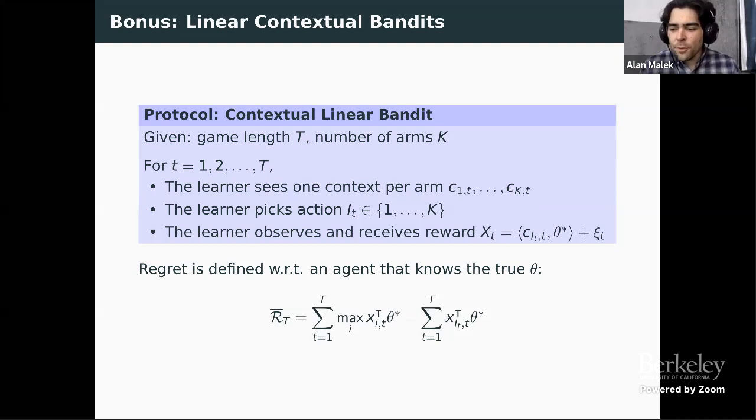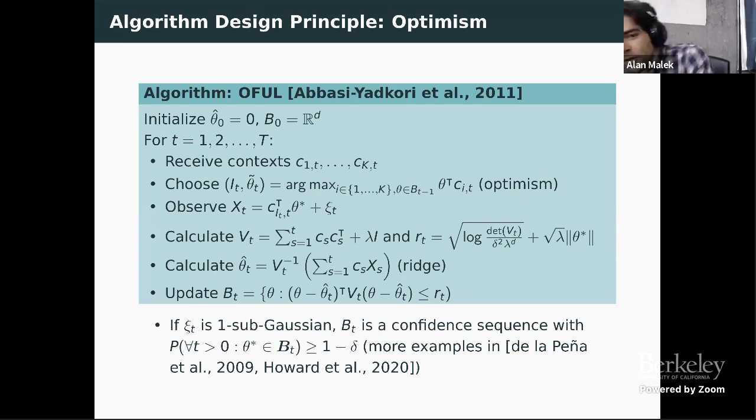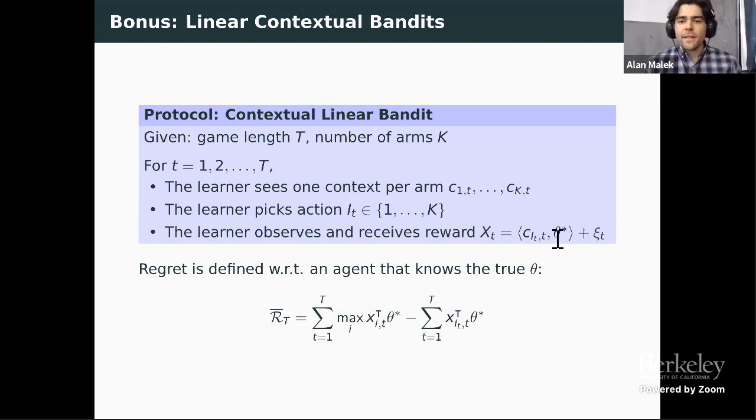And the learner picks an action, and then they get, whoops, I just dropped my mouse. That's why I went like 4 slides ahead. And then they get the inner product between the context that they picked and some theta star they don't know, plus noise. And the regret is with respect to an agent that knows the true theta.